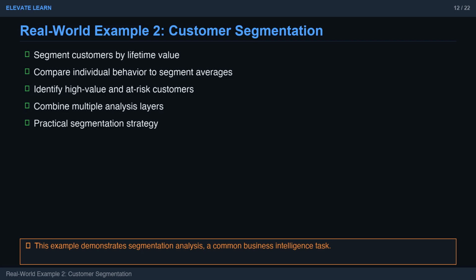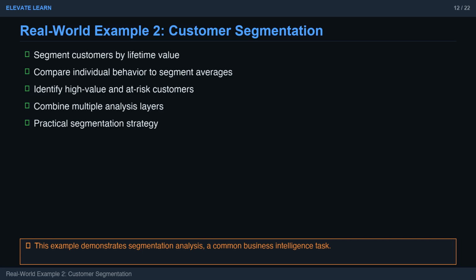We start with customer_metrics, calculating key metrics: order count, lifetime value, and last order date for each customer. Then segment_stats creates segments based on lifetime value and calculates segment statistics. Finally, we join everything together to show each customer's lifetime value, their segment, and how they compare to the average customer in their segment. This type of analysis drives marketing strategies and customer retention efforts.